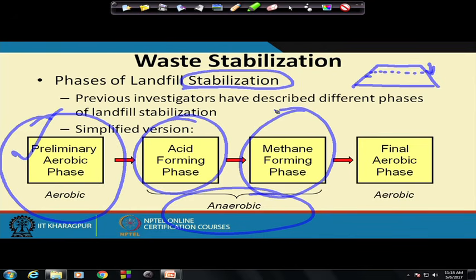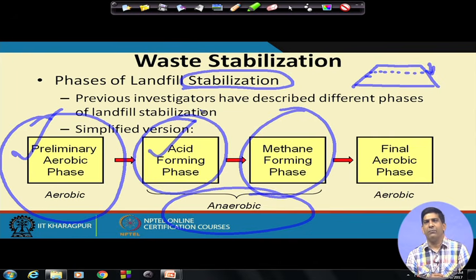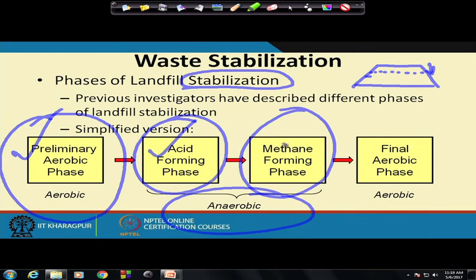Now once these acids are formed, we have another set of bacteria which starts acting on it, known as methanogenic bacteria. Methanogenic, as the name suggests, means what? They will generate methane. To produce methane, they need a substrate, something they will work on, and that substrate is acetic acid, which has already been formed by the acidogenic bacteria. So once the acidogenic bacteria has formed this acetic acid, methanogenic bacteria will start producing methane, and that's what is known as the methane forming phase.